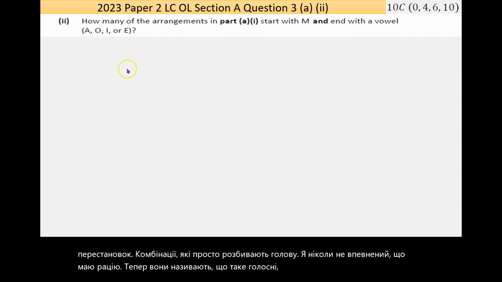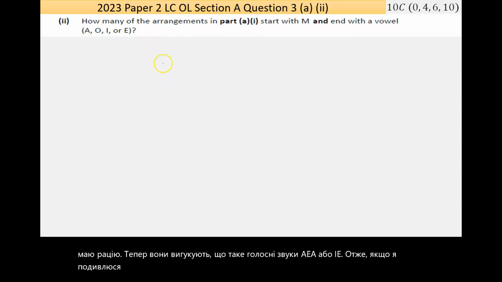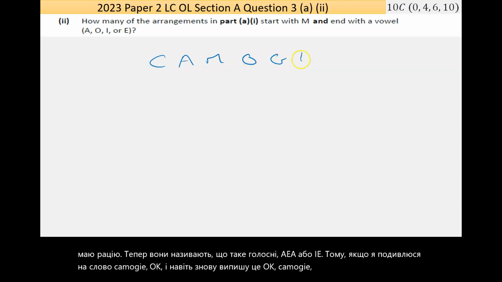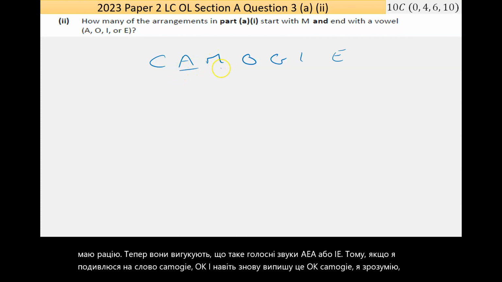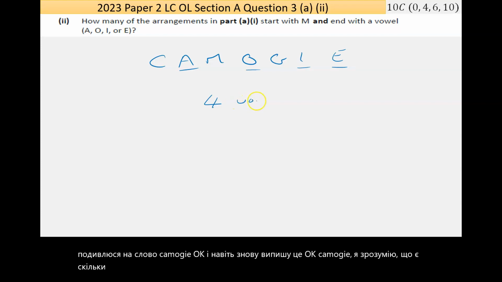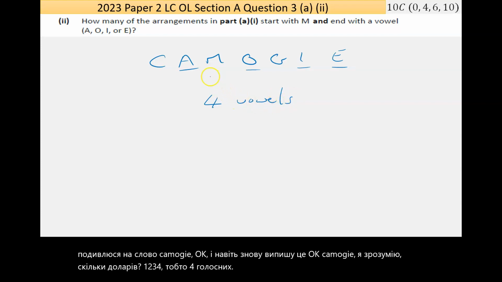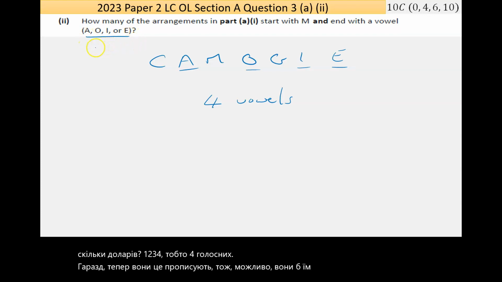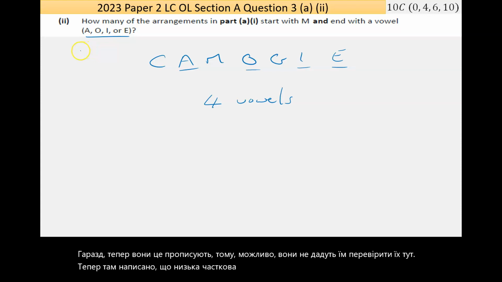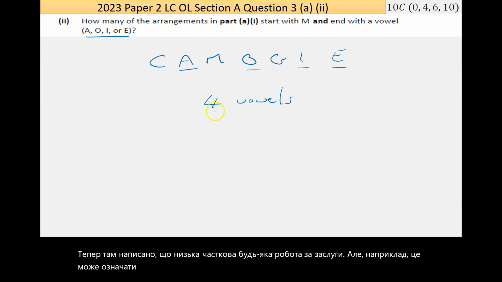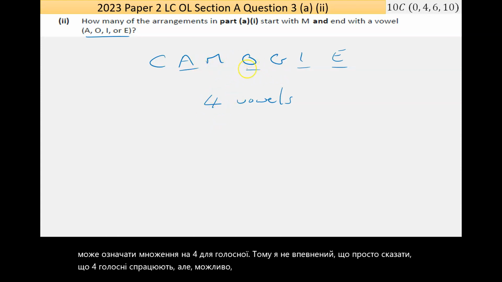So if I look at the word camogie, and even again, writing this out, I'm going to realize that there are how many vowels? 1, 2, 3, 4. So 4 vowels. Now they do spell that out there, so maybe they wouldn't give marks for it. I'm just checking here. It says low partial credit, any work of merit, but for example, that might mean multiplying by 4 for the vowels. So I'm not sure if just saying 4 vowels would work, but maybe writing it out. That is work of merit. You're identifying how many vowels.